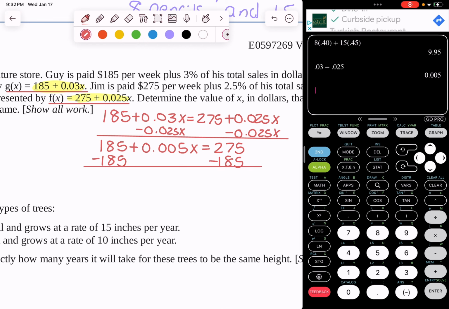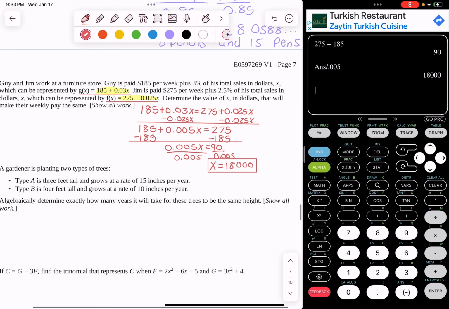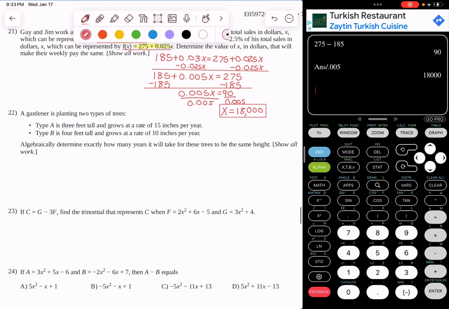That will give me 0.005x equals 275 minus 185, which is 90, divided by 0.005. And I will get x, which is 18,000. Good. Meaning that the value x in dollars that will make their weekly pay the same is 18,000. Good. All right, let's look at question 22.